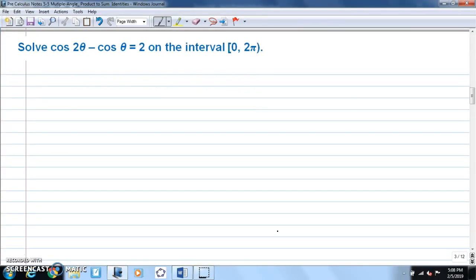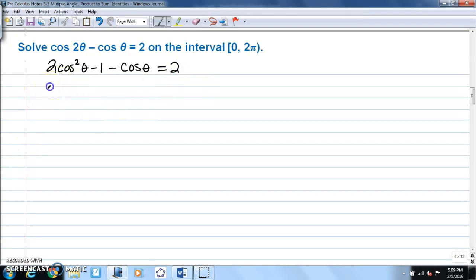Okay, so solving these things, now this interval is just 0 to 2 pi, so we're going once around. Solving cosine 2 theta minus cosine theta equals 2. So, what is cosine 2 theta? Well, again, I can use any of those, but because I have cosine here, I probably want to use the 2 cosine squared theta minus 1. That's what cosine 2 theta is. And then I still have the minus cosine theta equals 2.